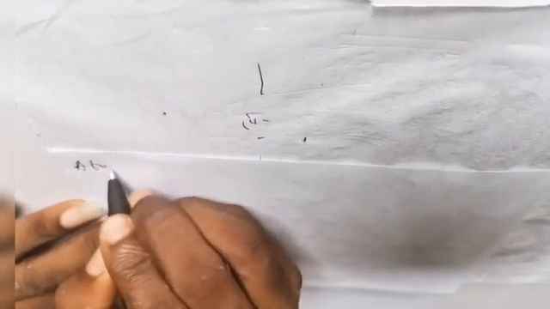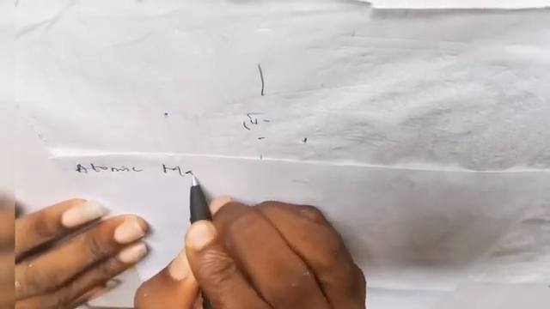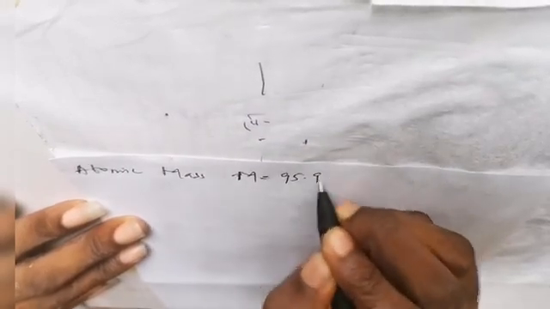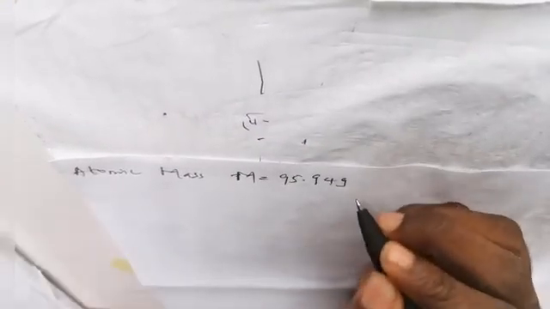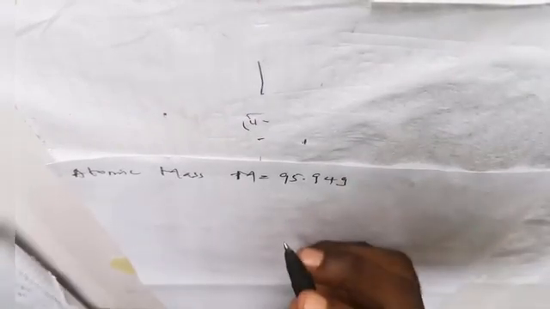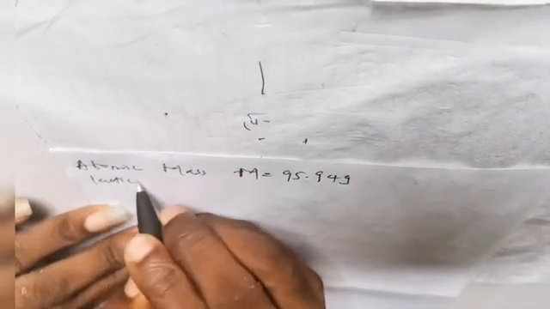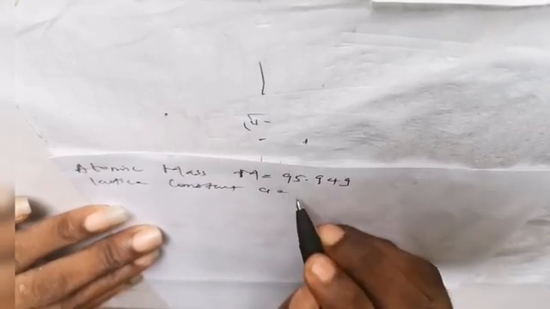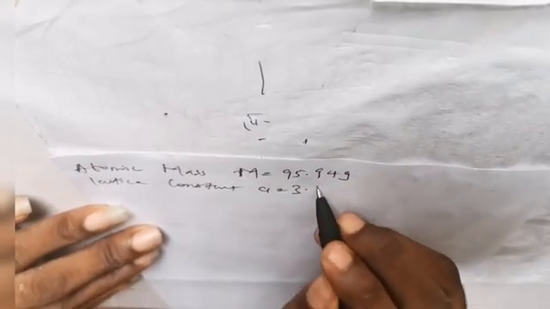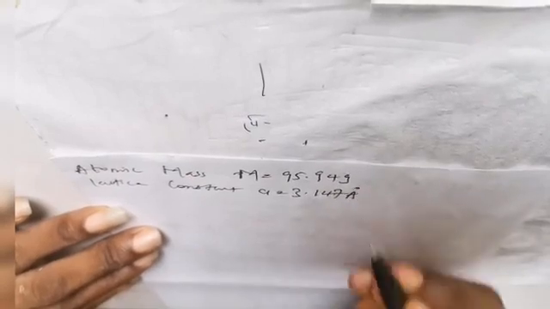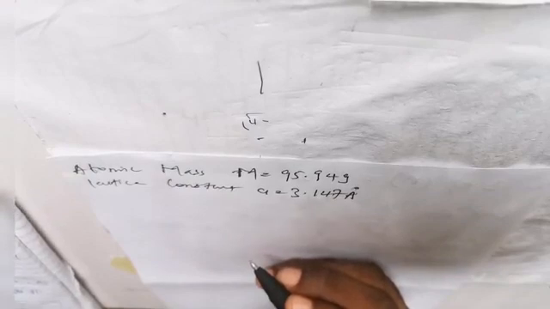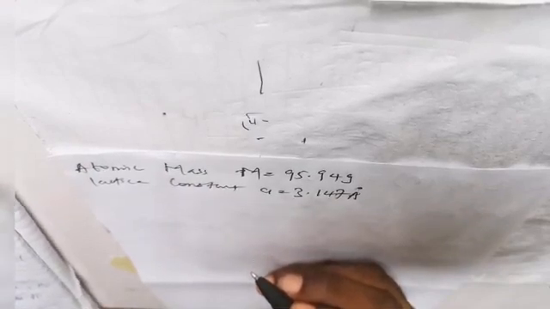We are given atomic mass, that's capital M, to be equal to 95.94 grams, and with a lattice constant parameter, so we're given lattice constant, a, to be equal to 3.147 Angstrom units.